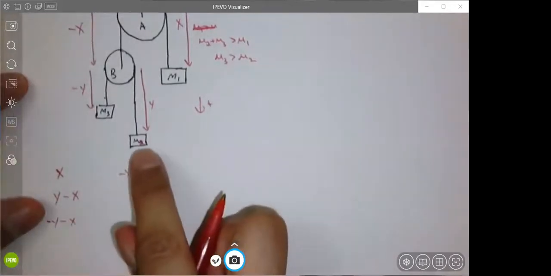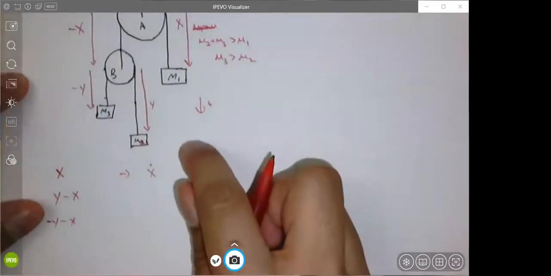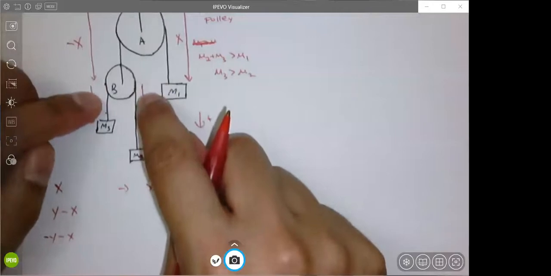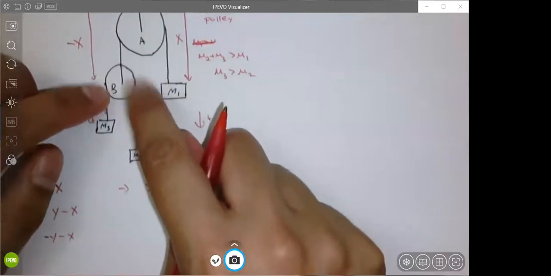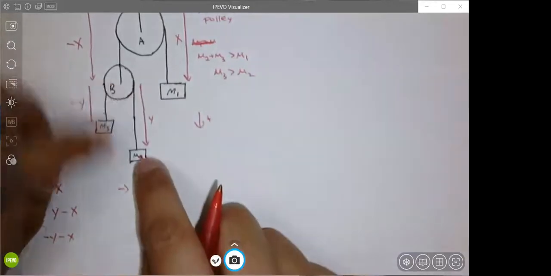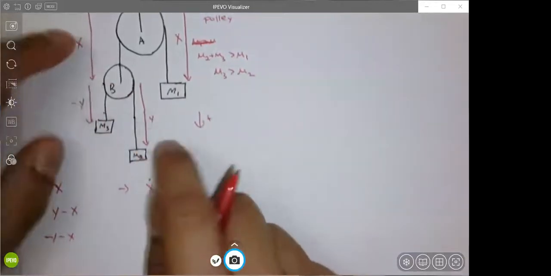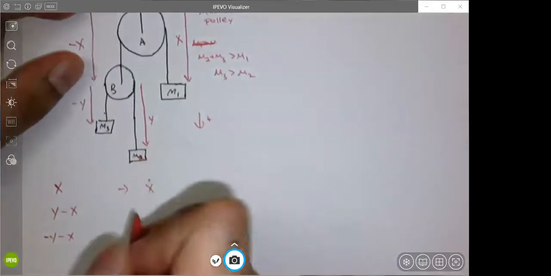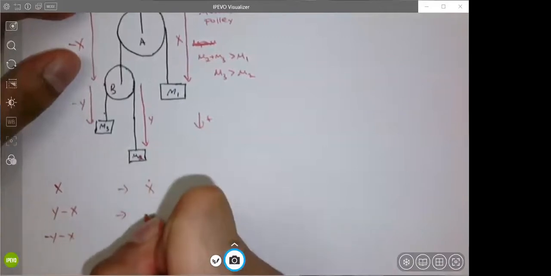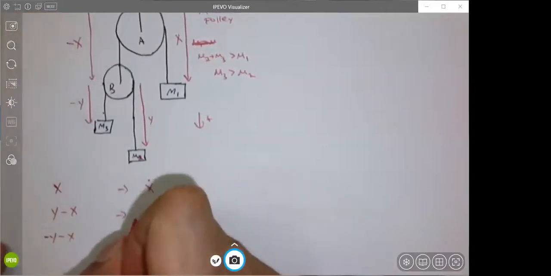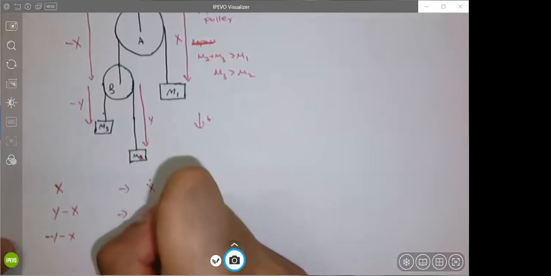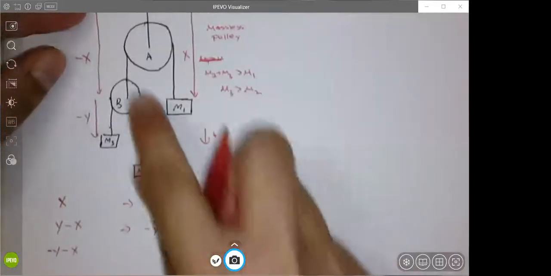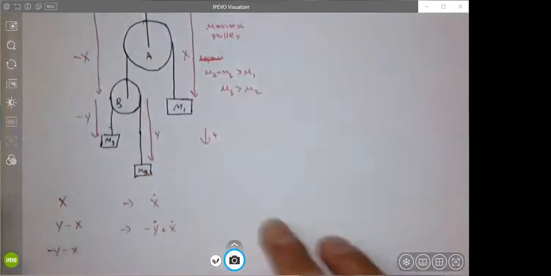For object M2, let's see what's going on here. It's going to have a velocity going down, because this thing is going down because of this pulley here. But this mass is going upwards. So it's going to have a positive velocity because of this, but a negative velocity because of that. And therefore, our velocity for M2 is going to be negative y dot plus x dot. So the x dot because this thing is moving down, the y negative because it's going up that way.